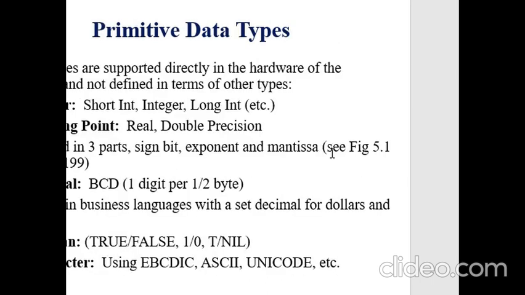These types are supported directly in the hardware or machine, not depending on other types. Integer: short int, long int. Floating point: real, double precision. Decimal: one digit per 1 byte or 2 bytes. Boolean: true or false, 1 or 0.